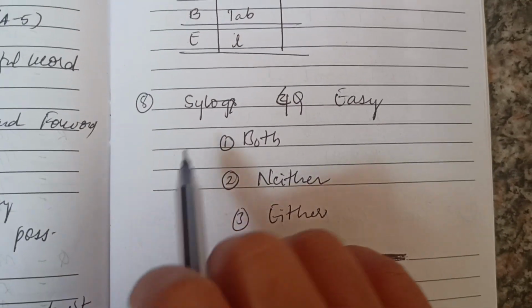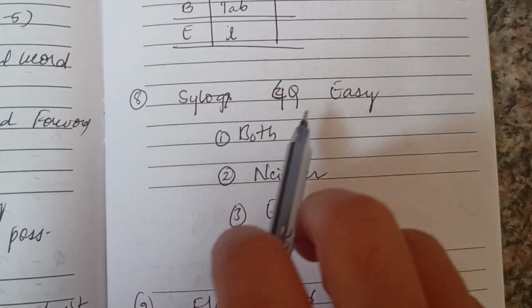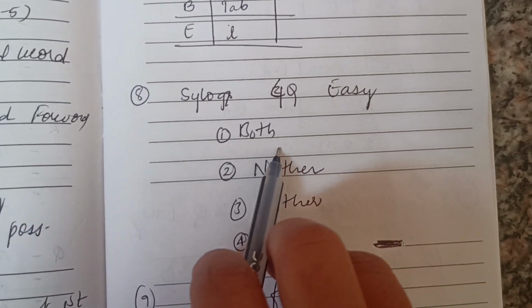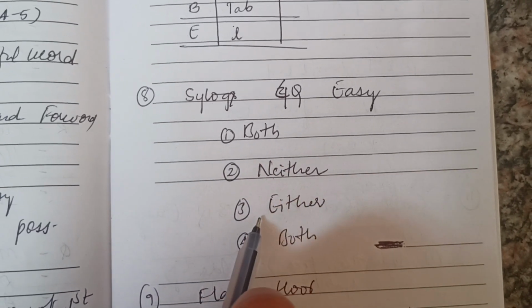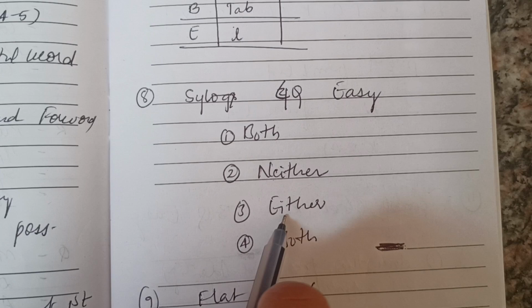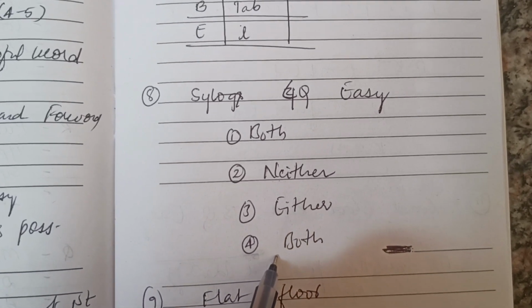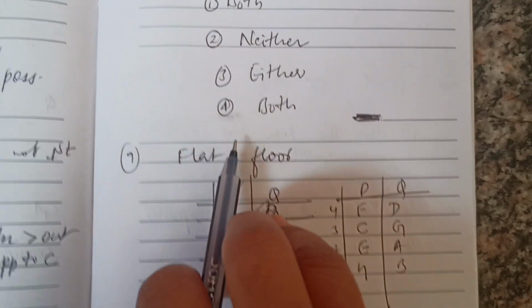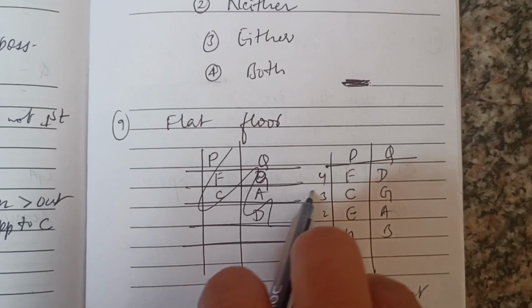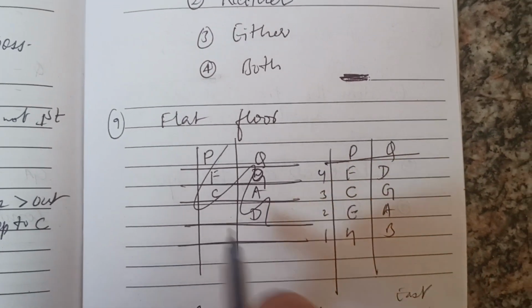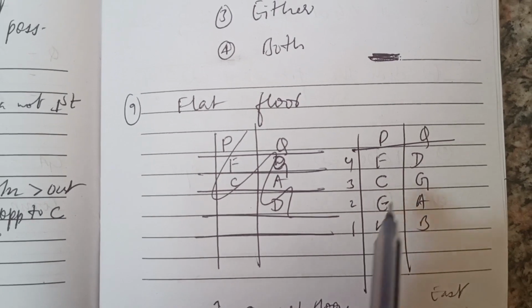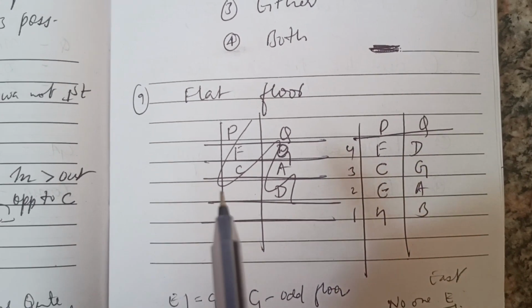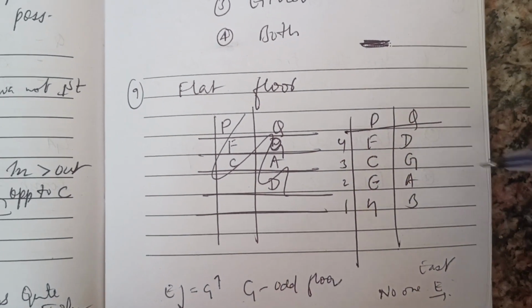Then 3 to 4 syllogism questions were there. One was both conclusions 1 and 2 are correct, one was neither, another one was either. I think one was both follow. Then there was a flat based puzzle, where P and Q are the two flats. This is the answer I got there: F C E H D G A B. Please comment whether you also got the same sequence or a different one.